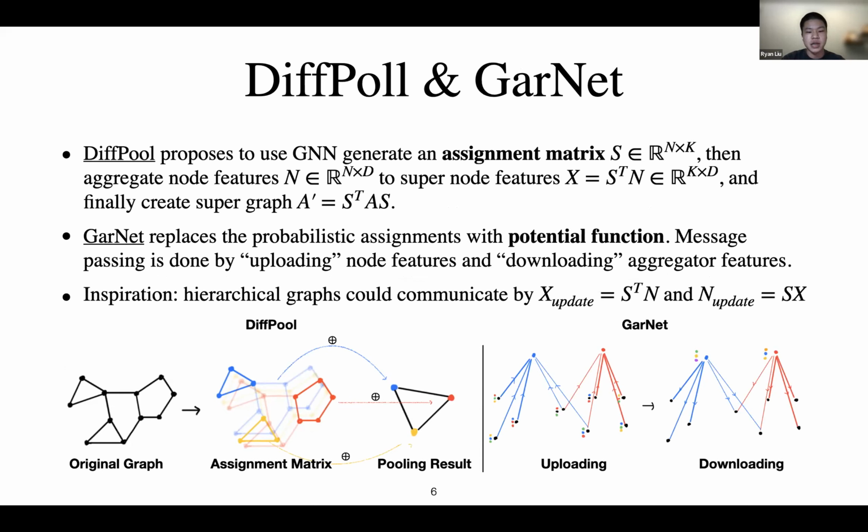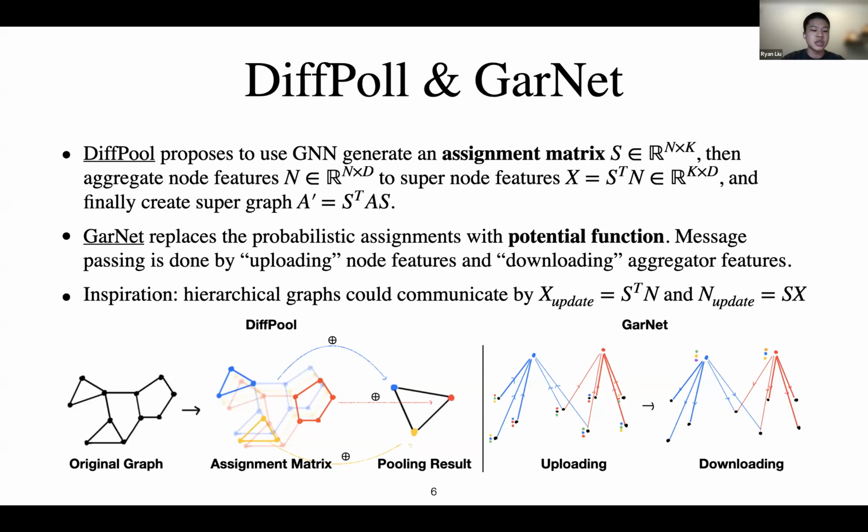So this is like an assignment matrix. And after that, the supernode features is the weighted sum of the node feature, which will be given by S transpose N, where N is the node feature matrix. And the supergraph is attached with the super edge weights given by S transpose AS.